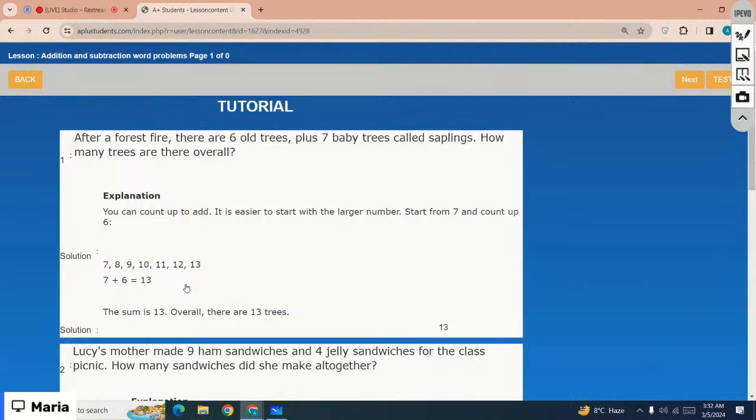Altogether, whenever you have words like overall, altogether, collectively, that means you need to add them. Let's just start with the test questions.